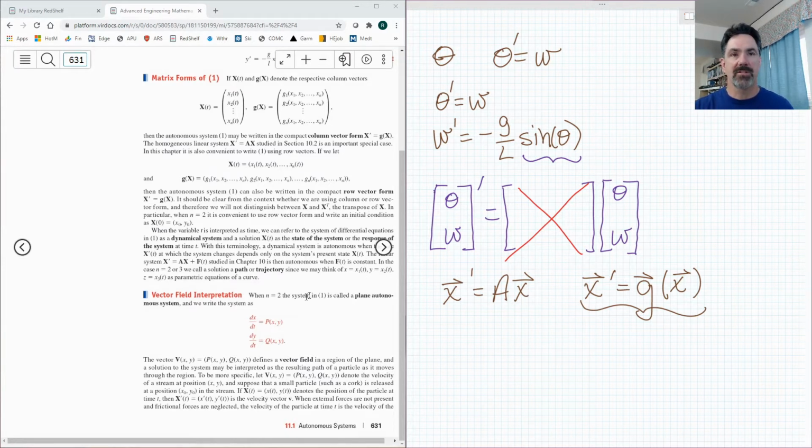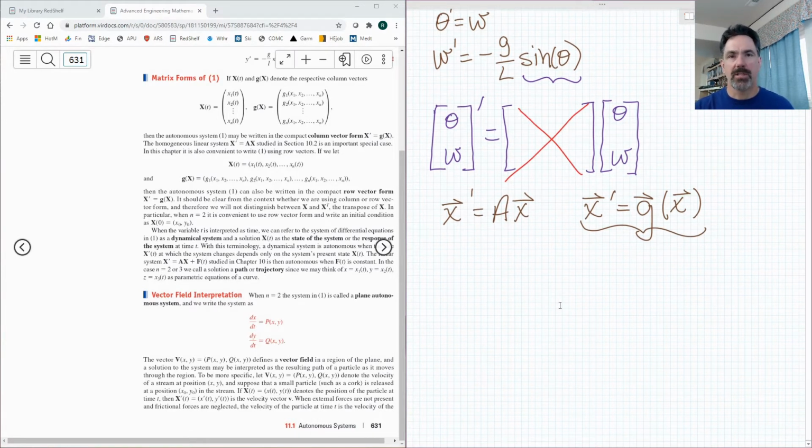At the bottom of page 631 is the vector field interpretation. What I want to do is point you back to chapter 9, so all the things that we covered in chapter 9 that relate to vector fields. They have a vector representation, set up so the first component is P and the second component is Q, when we're adopting the form where x prime is equal to P and y prime is equal to Q.